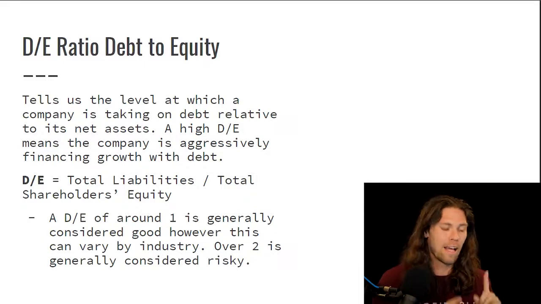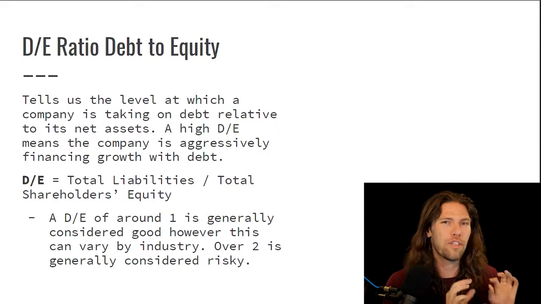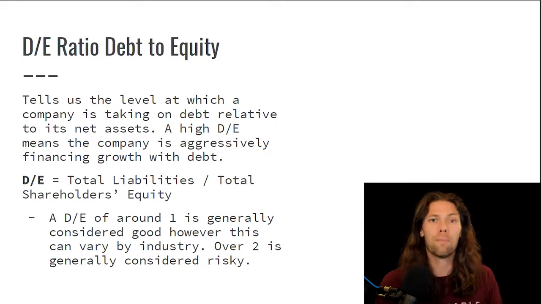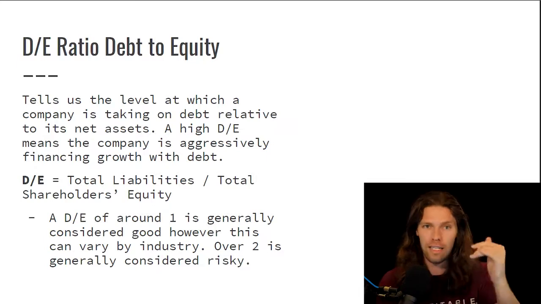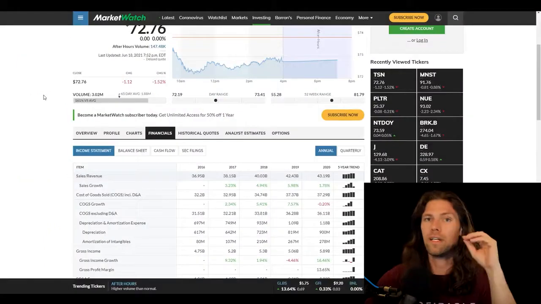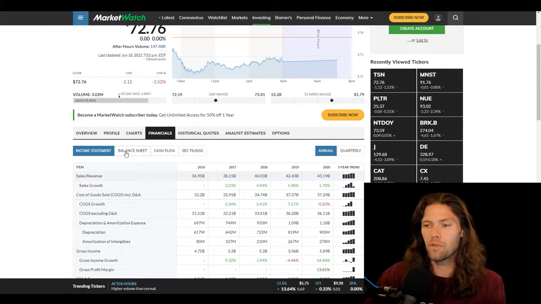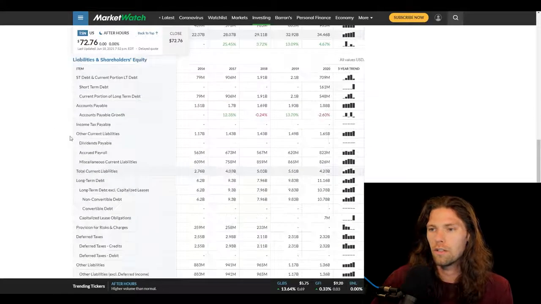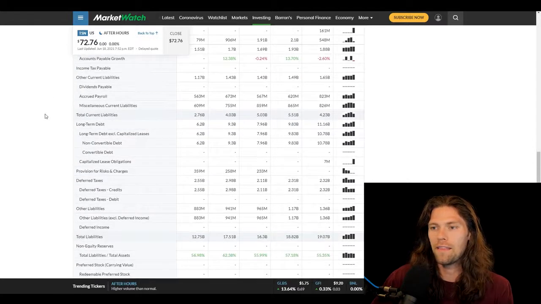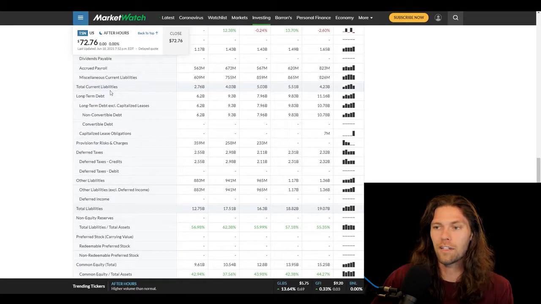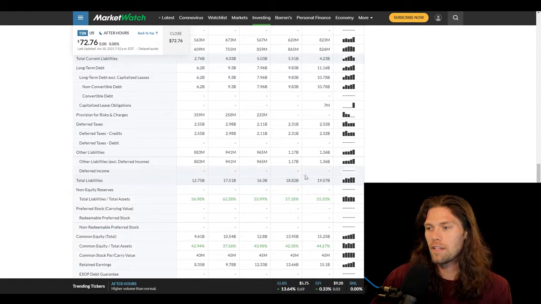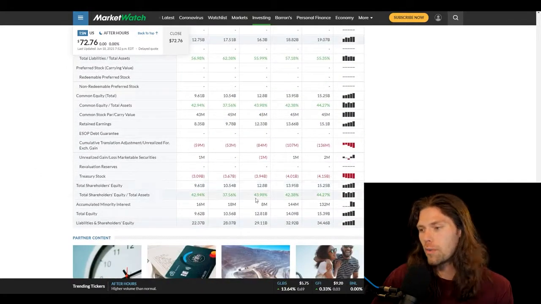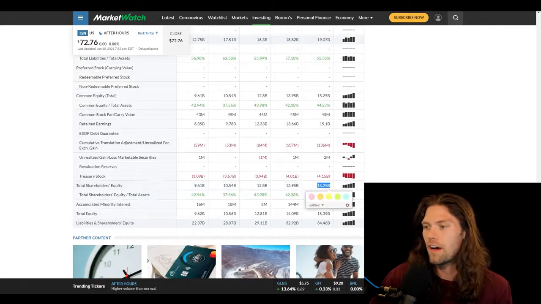Okay, you back? Also, a D to E of around 1 is generally considered good. However, this can vary again by industry, so you always want to compare, but over 2 is considered risky. Now let's show how we calculate this. So we need total liabilities. In order to do that, we're going to go to the balance sheet and then scroll down to liabilities and shareholder equity. And then we want total liabilities. Remember, not current liabilities in this case, total liabilities, that's $19.07 billion. And then we divide that by total shareholders' equity, which we can find right here, $15.25 billion.